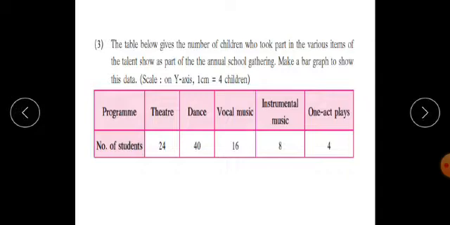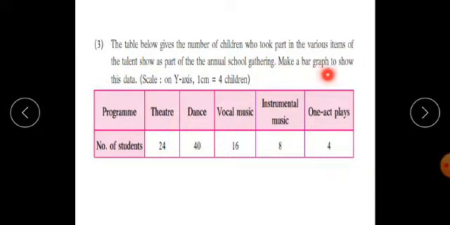we have completed first two questions of practice set 19, which is given in your book. So, the third question of practice set 19. The table below gives the number of children who took part in the various items of the talent show as the part of the annual school gathering.